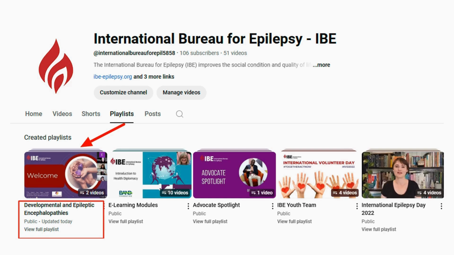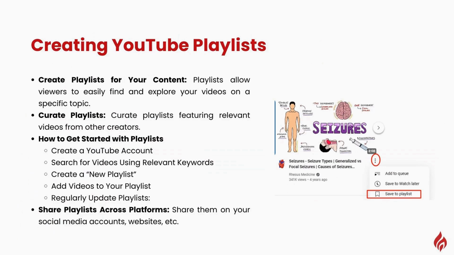To improve the discoverability of your content and to keep your viewers engaged, it's a good idea to organize your videos into themed playlists. For example, you could create a playlist called Epilepsy Resources for Parents to group all your videos related to caregiving, treatments, and resources. This makes it easier for viewers to find what they need, and it encourages them to watch more videos in a row, again, increasing your overall watch time.